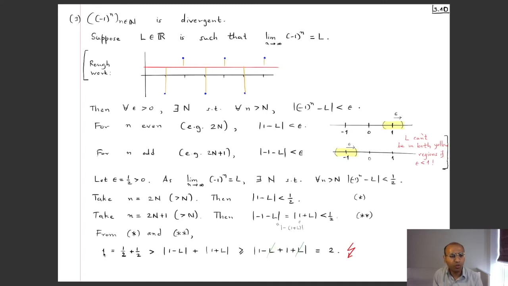So what I've got is 1 is strictly bigger than 2, which is of course a contradiction. So assuming that there is a limit for this sequence, we have arrived at a contradiction, so there is no such real number such that this sequence converges with that limit. So this sequence is divergent. Of course, there are many simpler ways of showing that this sequence is divergent too, and as we go along, we'll see these other theorems. But this was using the definition.